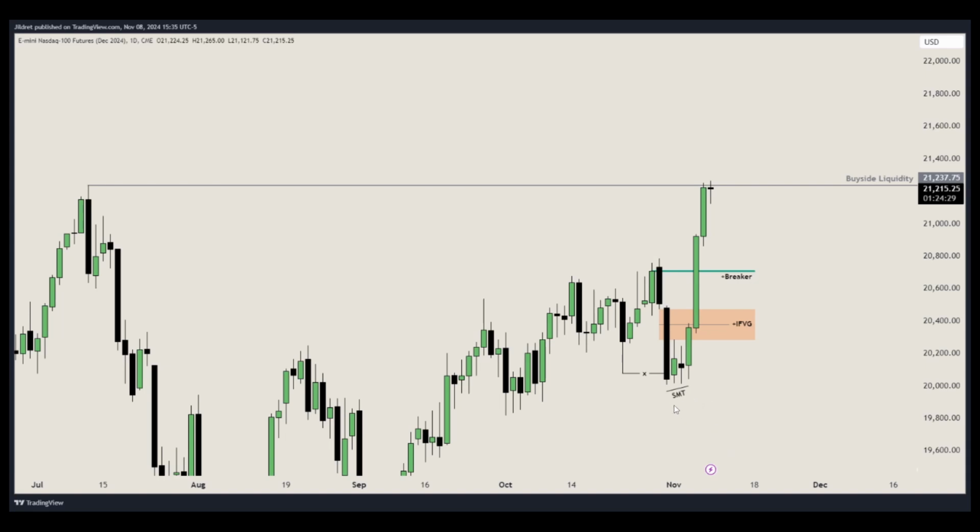And this SMT between Nasdaq and ES confirmed that this SIBI, sell-side imbalance, buy-side inefficiency, will likely become an inversion level once we close above. This is also a part of a bullish breaker, since we have a low, high, lower low, and a higher high. So this up-close candle here becomes a bullish breaker block.